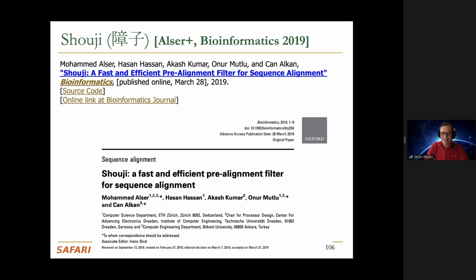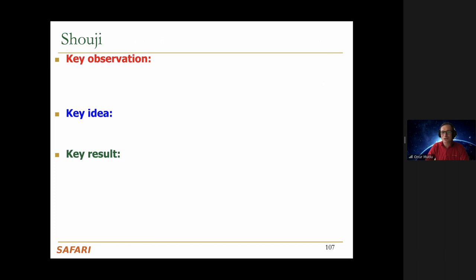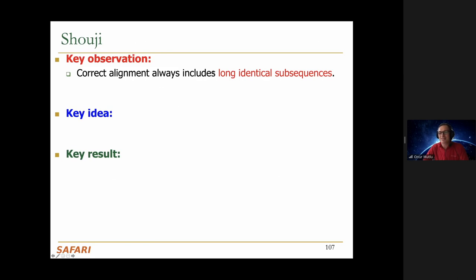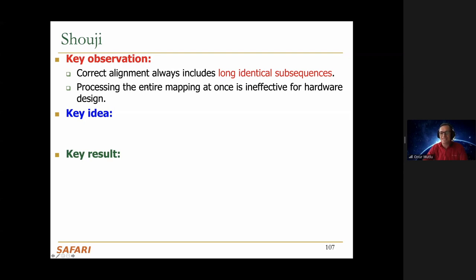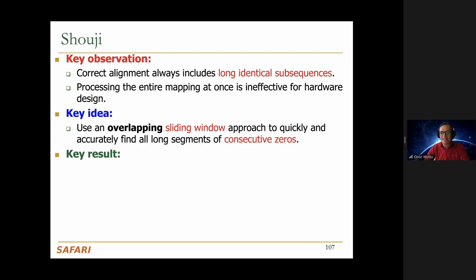And the key insight in Shouji, which means a sliding door in Japanese: essentially, correct alignment always includes long identical subsequences. And if we process the entire mapping of a read at once, it leads to less accuracy, as we will see in a little bit. The key idea over here is to use an overlapping sliding window when we do this matrix computation in terms of differences between the substrings, so that we can quickly and accurately find all segments of consecutive zeros.